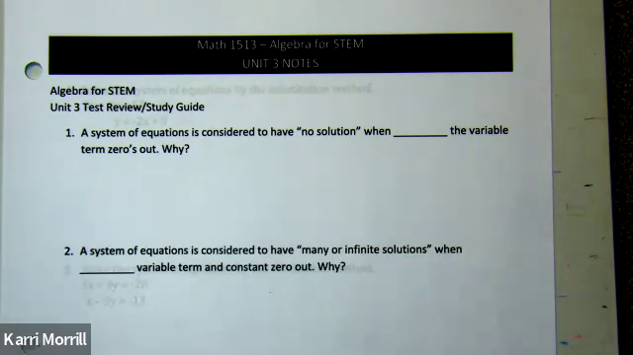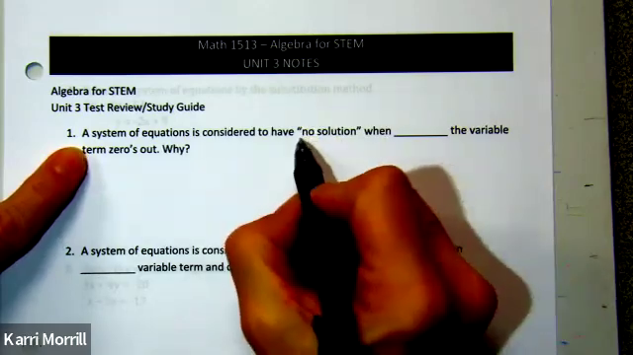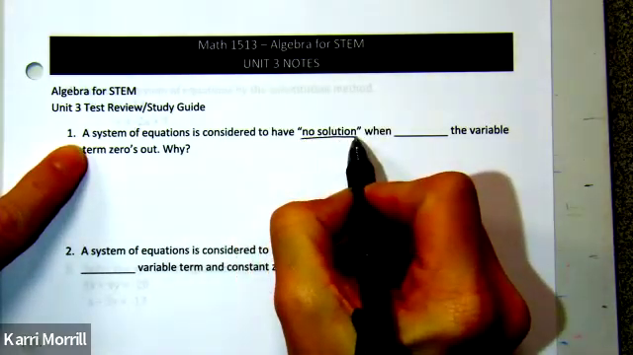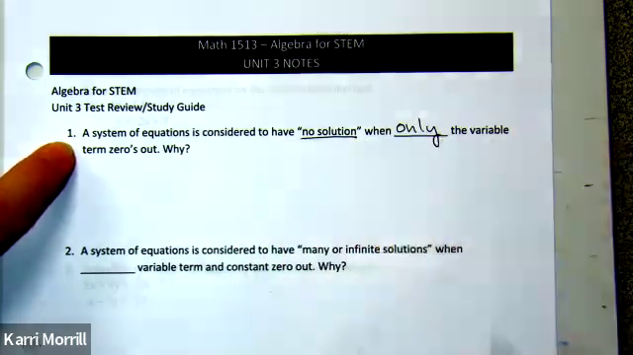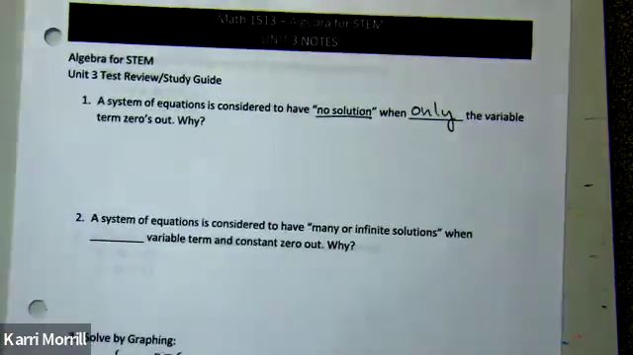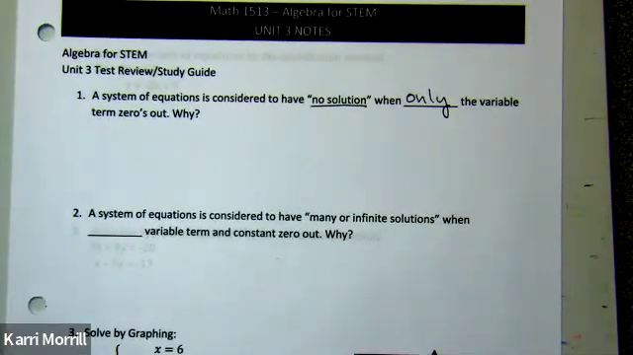If you were solving a system of equations, whether it was 2 variables or 3, if only the variable terms zero out, that's a no solution, right? A system of equations is considered to have no solution when only the variable terms zero out. So x and y, or x, y, and z, if they were to all zero out, then that would mean it was a no solution. I mean, those lines would be parallel.